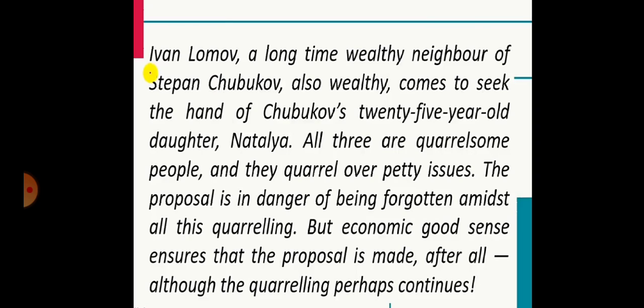What happens is that when they start quarreling, Lomov forgets the reason he came to Chubukov's house. Actually, he came to ask permission to marry Chubukov's daughter Natalia. But when the quarrel begins, he forgets why he has come. But good economic sense ensures that the proposal is made, although the quarreling perhaps continues. The economic benefit ensures that the proposal is made by Lomov to Chubukov for marrying his daughter Natalia. But even after the proposal, the quarrel continues.